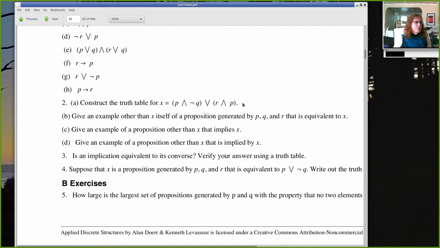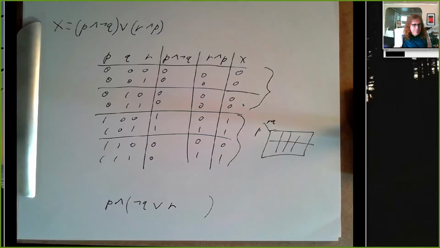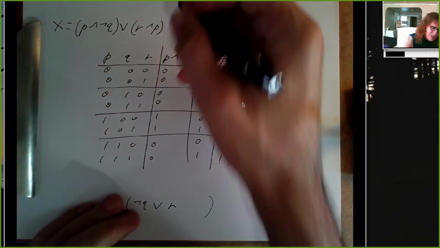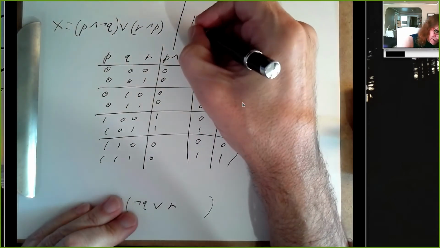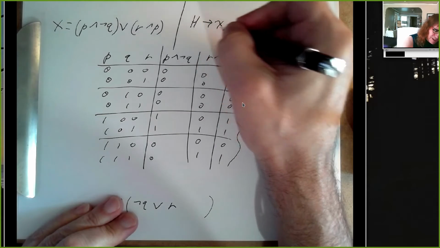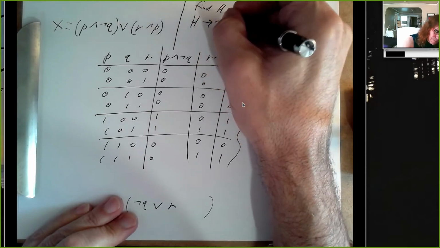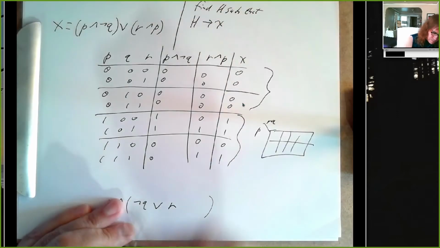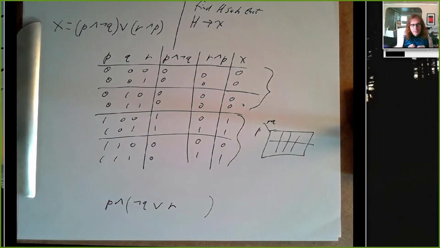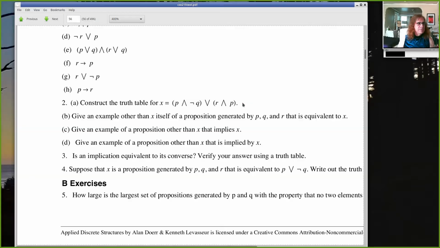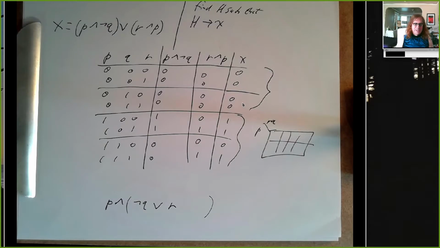The next two are a little more interesting. Give an example of a proposition other than X that implies X. Okay, find some proposition, let's call it H, which implies X. So we want to find some proposition such that if that proposition is true, X is also true. And we know X is such a proposition. If X is true, X is true. Okay. But it says, give an example of a proposition other than X that implies X.